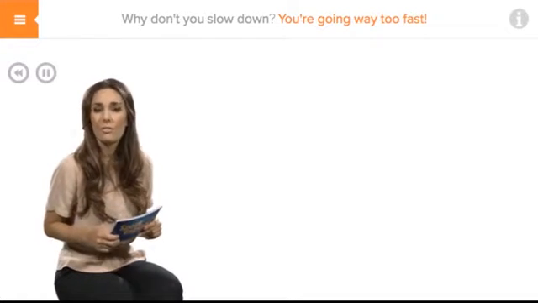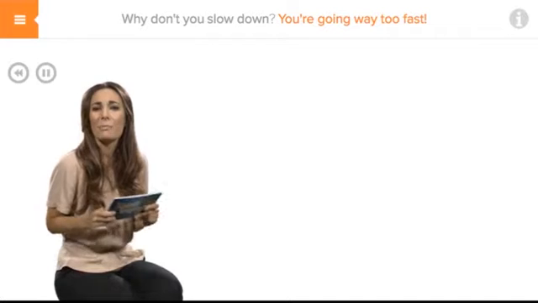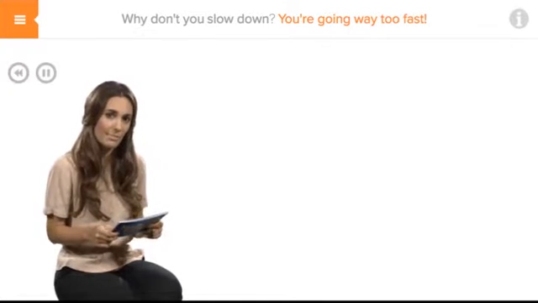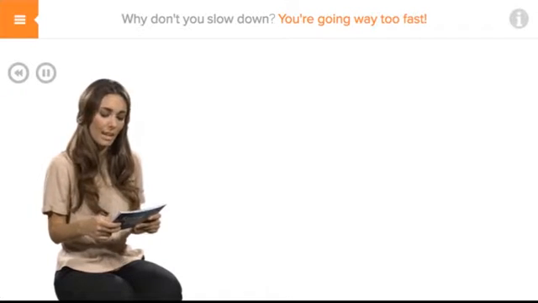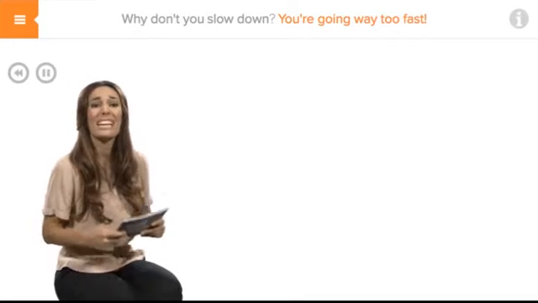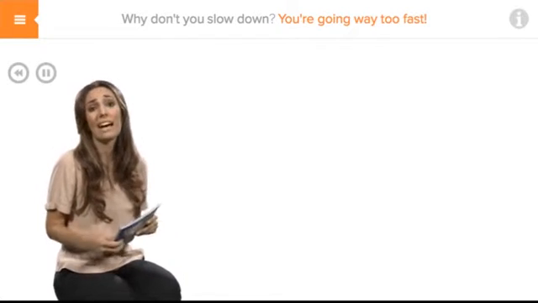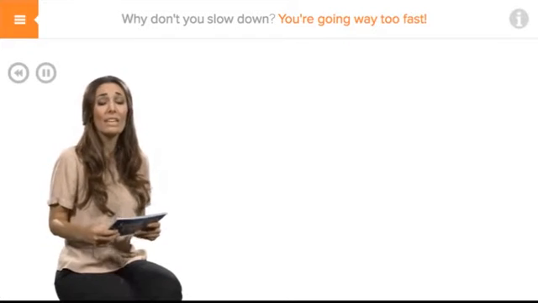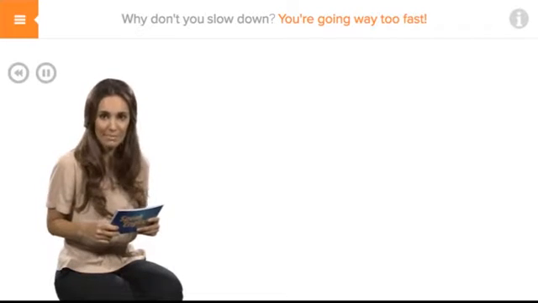Ya sabrás que too fast es demasiado deprisa. Pero ¿sabrías explicar qué hace la palabra way en way too fast? Pues cumple la misma función que cumple really a veces y que no tiene traducción exacta al castellano. Tanto way como really añaden énfasis a lo que se dice. You're going way too fast sería algo así como vas demasiadísimo deprisa.